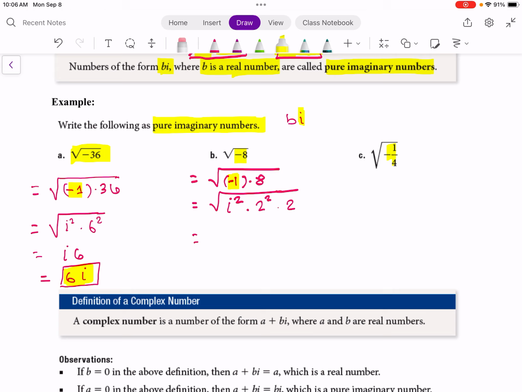Now since this is a square root, the index is 2, so every radicand with exponent 2 can come outside. This radicand has a power 2, this radicand has a power 2, so we can bring i and 2 outside. So 2i is outside, and this 2, its power is 1, so it stays under the radical sign. So the square root of negative 8 is the same as 2i times the square root of 2, and this is a pure imaginary number.